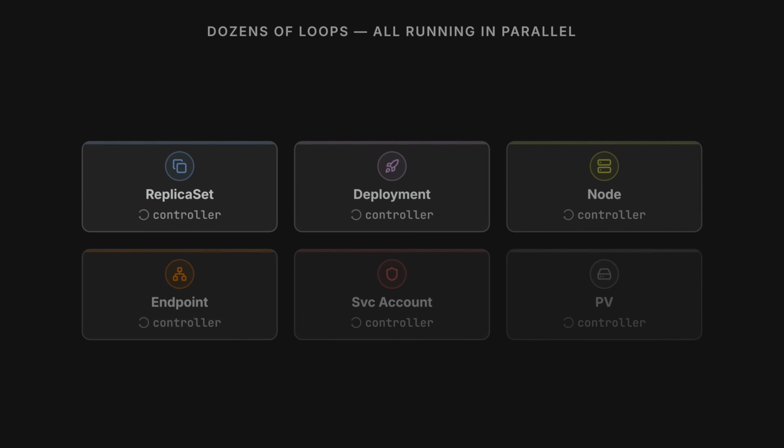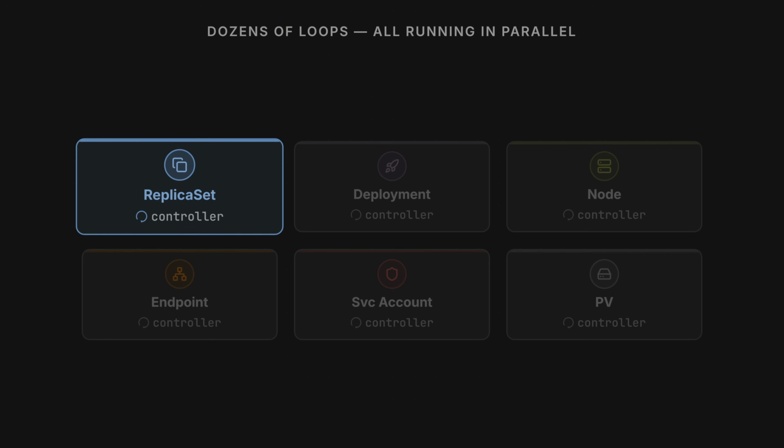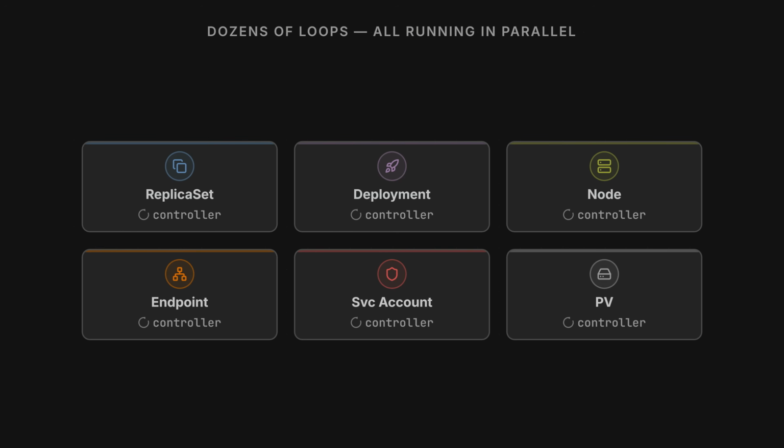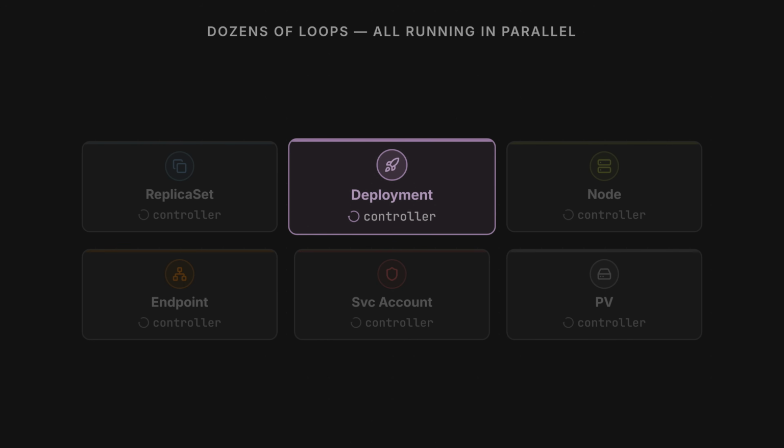Not one control loop, dozens of them, all running in parallel, each responsible for one narrow concern. There's a controller watching your replica sets. When a replica set says, there should be 3 pods, that controller checks how many actually exist and creates or deletes pods until reality matches your description. There's a separate controller watching deployments. Its job is to manage replica sets when you roll out a new version.